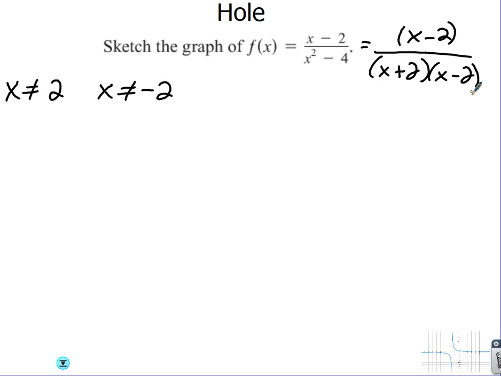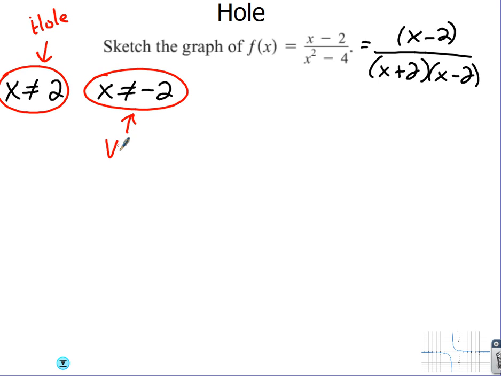Good. The x minus 2's will cancel out, so anybody, which one does that relate to? 2. That is so, you have a hole at x equals 2, and you have a vertical asymptote at x equals negative 2. Since the degree of the top is 1 and the degree of the bottom is 2, you will have a horizontal asymptote. Anybody, where are we at? Say again. 0. Let's look at the picture.